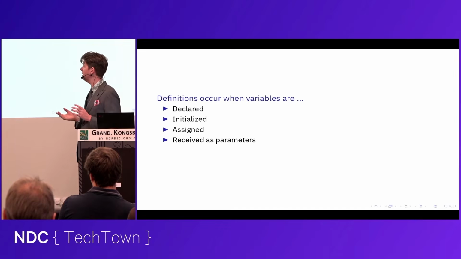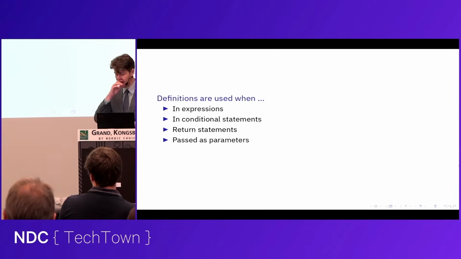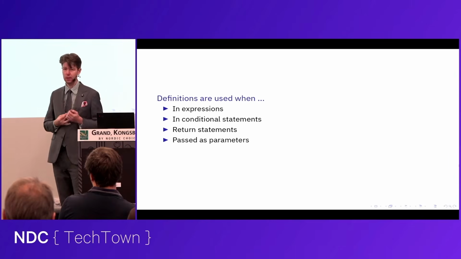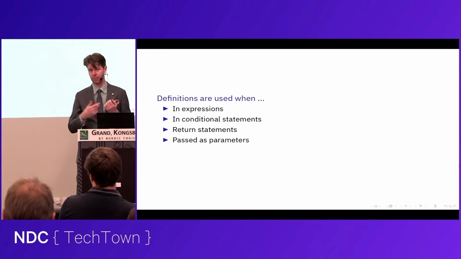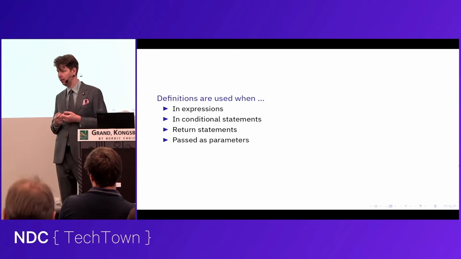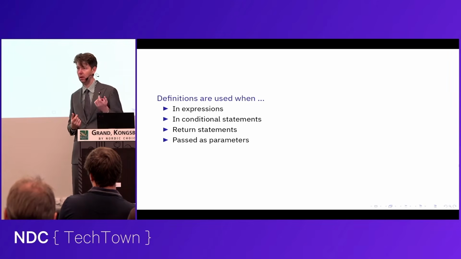So in this definition, definitions occur when variables are declared or initialized, assigned, or received as parameters. So they're parameters to functions. In the definition use coverage, this is what the definition bit of it is. And then the use is when it shows up in an expression, in a conditional statement, in a return statement, or passed into another function as a parameter. That's considered a use. And what we're concerned about here is exercising every definition-use pair of every variable in the program.